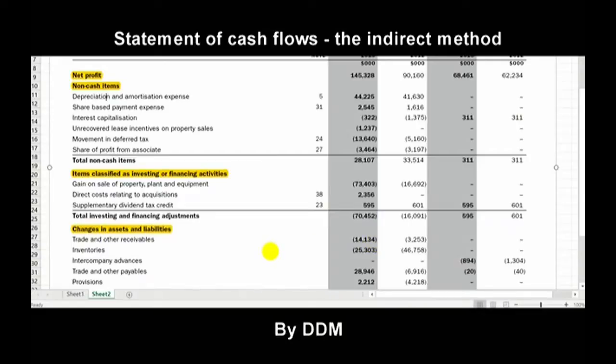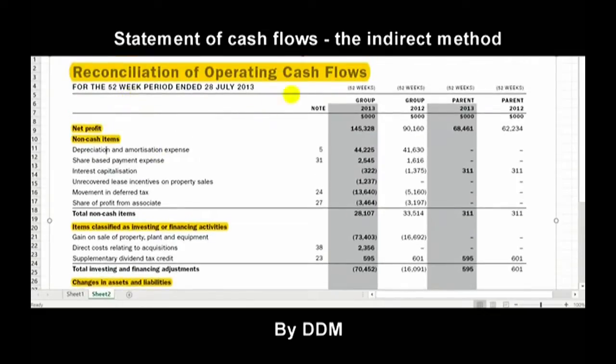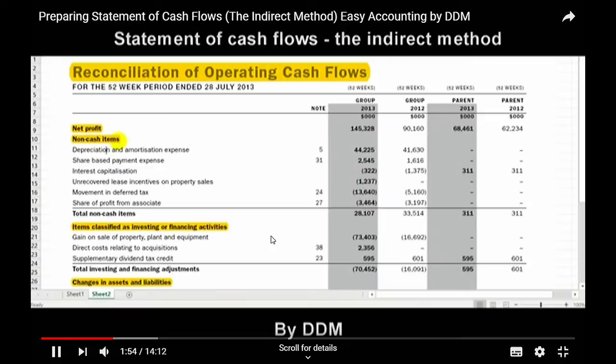So in this video, I'm going to explain how we are going to prepare reconciliation of operating cash flows, the indirect method, and we are going to explain why we subtract some numbers and why we add some numbers to the net profit. Just have another look at the reconciliation of operating cash flows. We notice that depreciation and amortization expense is categorized under non-cash items.